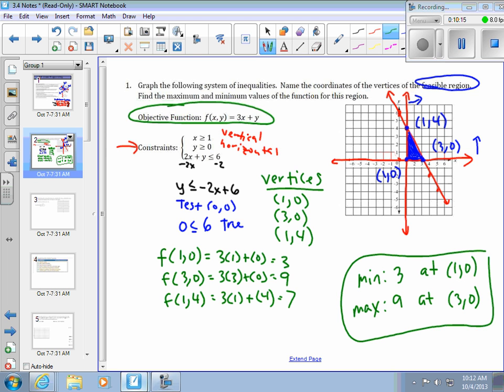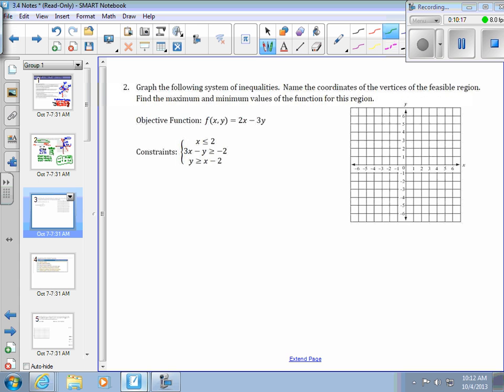All right. Problem 2. We want to look at this one as well. Another problem where they want us to graph out a feasible region. Why don't you pause it quick, try graphing these lines on your own, and then we'll check them here in a second.